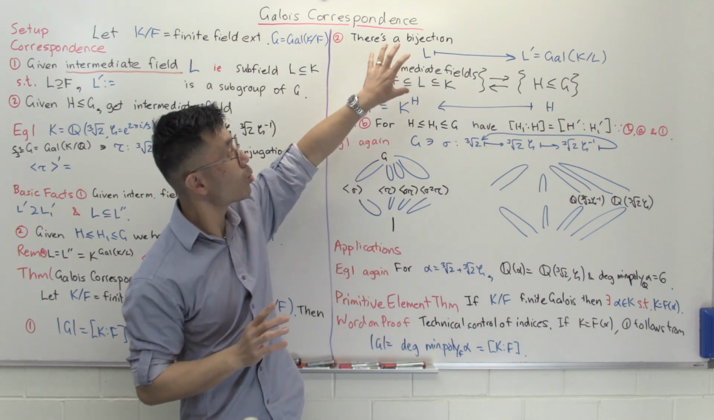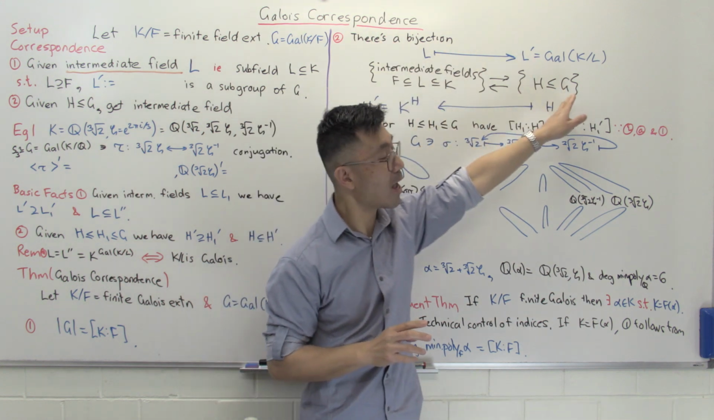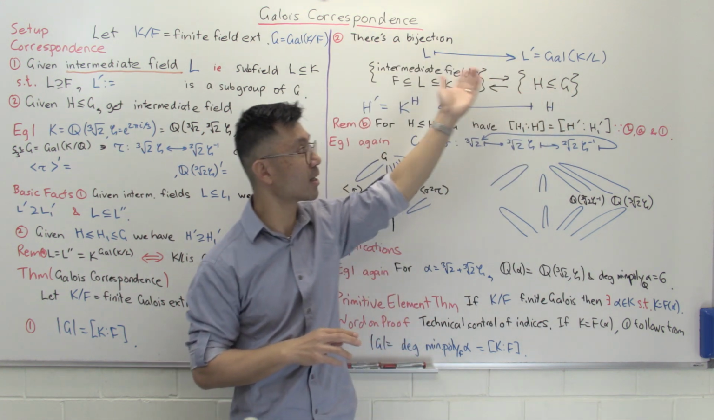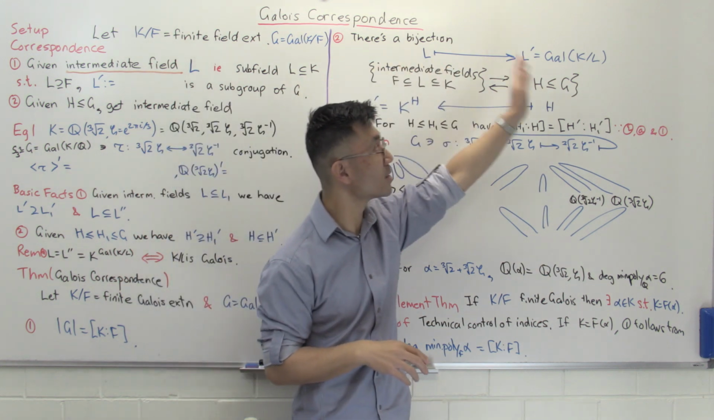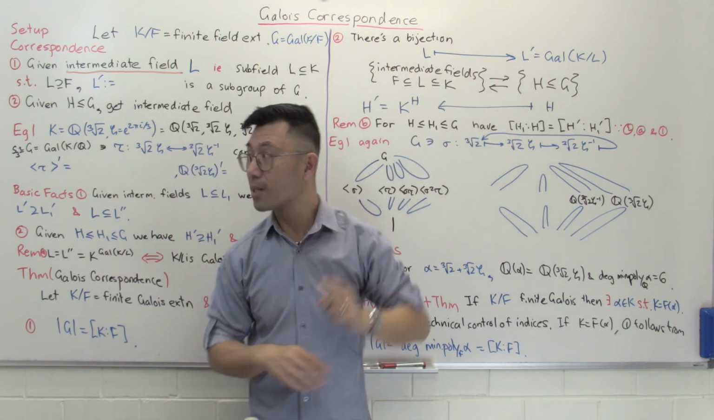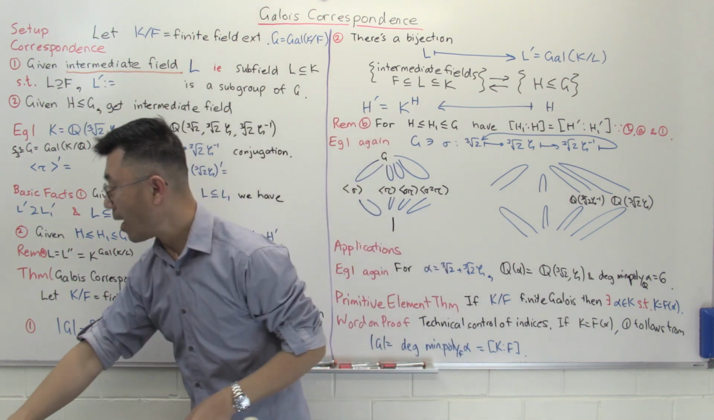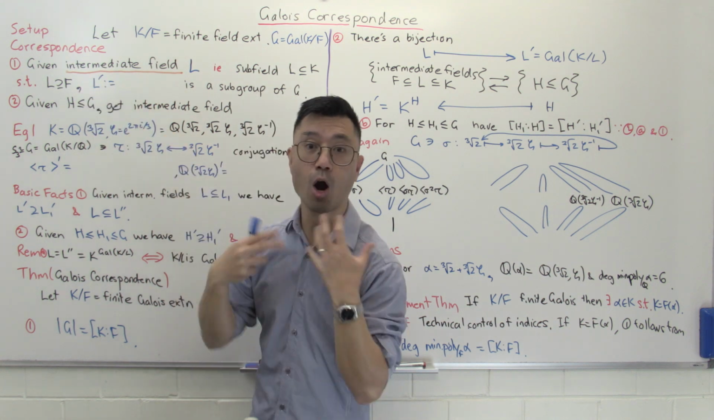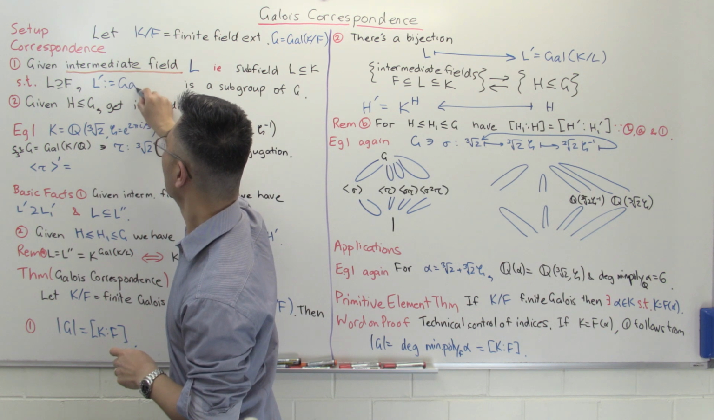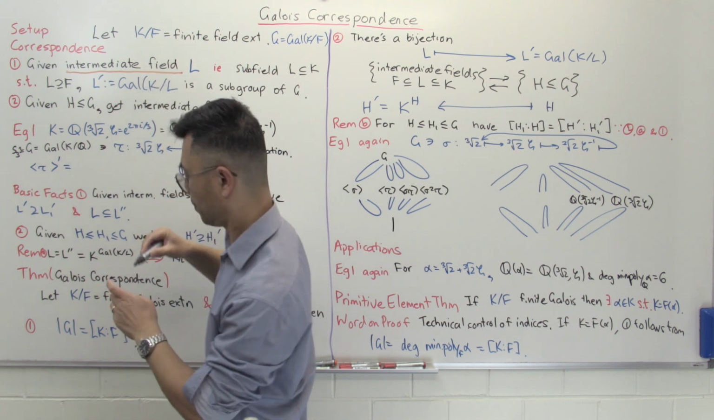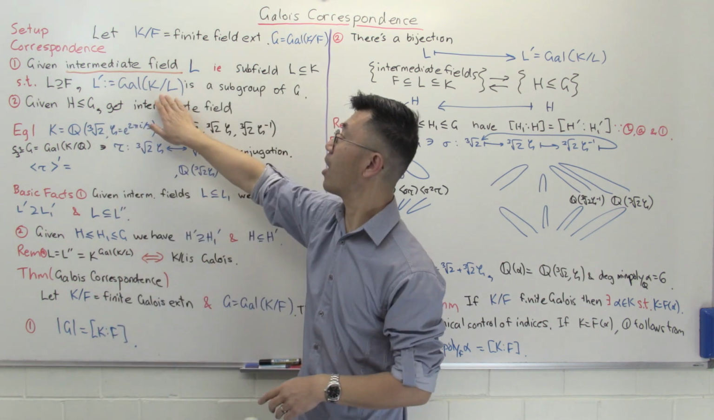What we're going to do now is define a subgroup. That's part of the correspondence, and since it's a correspondence, we can also come back. So given a subgroup, I also want to define an intermediate field. Let's see what happens going in this direction. I take this intermediate field L, and I call L prime the corresponding subgroup of G. And what is that? That's just the Galois group of K over L.